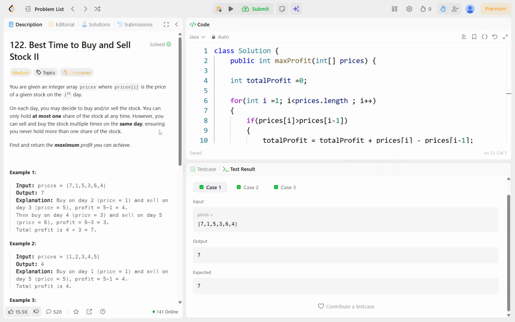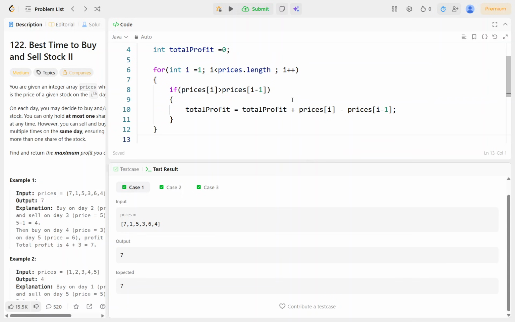How are we getting it? If I try to run it here, our code starts from i equals 1, checking whether price of i is greater than price of i minus 1. Price of i here is 1, and price of i minus 1 is 7. Is the condition true? No, the selling price is not greater than the cost price, so this pair will be ignored.